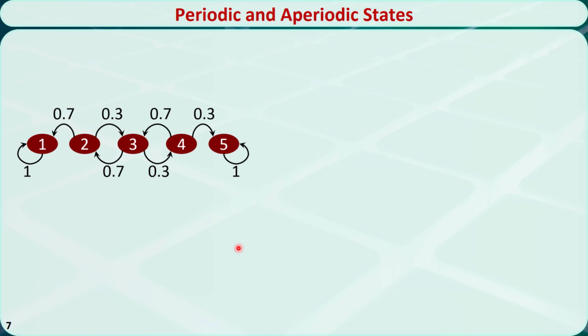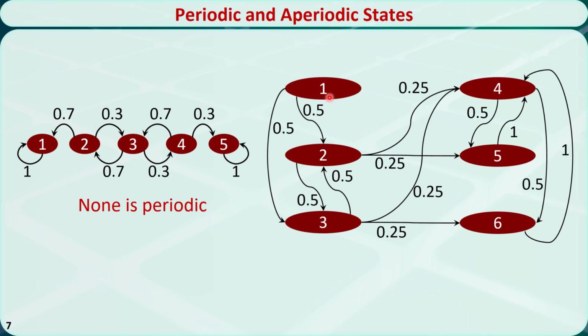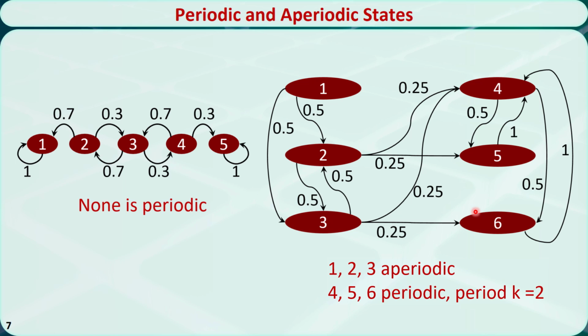Now let's take a look at this example. We know that the absorbing states 1 and 5 are not periodic. The transient states 2, 3, and 4 are not periodic because we may not come back to these states again. Similarly, in this example, the transient states 1, 2, and 3 are not periodic. But the recurrent states 4, 5, and 6 are periodic and the period is 2. If we start from any of these states, we can return to the state at time 2, 4, 6, and so on.